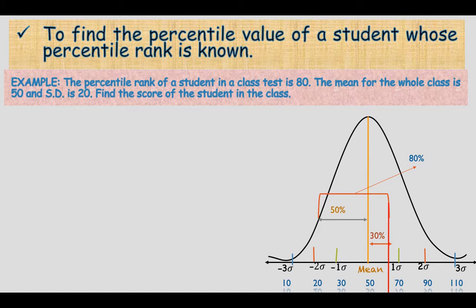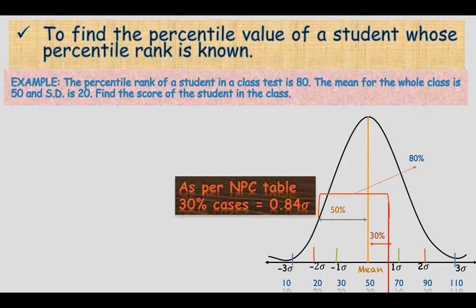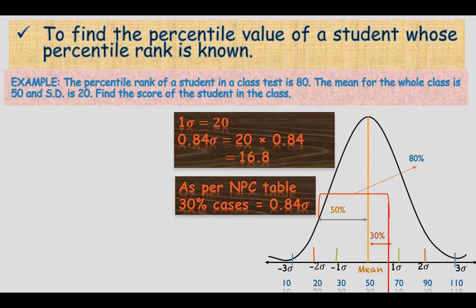This means a student has secured the 80th percentile, but as per the normal probability curve, he is about 30% above the mean, and this 30% of the cases, as per the normal probability curve table, from the mean it is plus 0.84 times standard deviation. This means here the standard score is 0.84 standard deviation, and we have already been given that 1 SD here is 20.